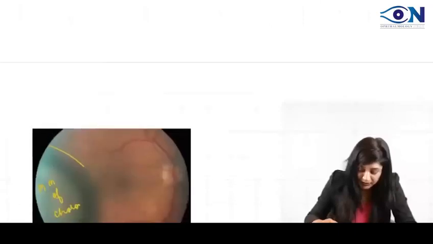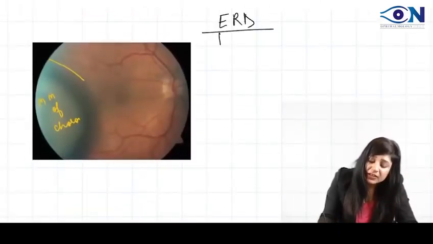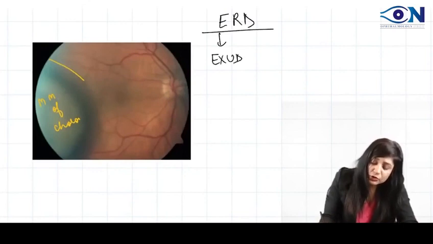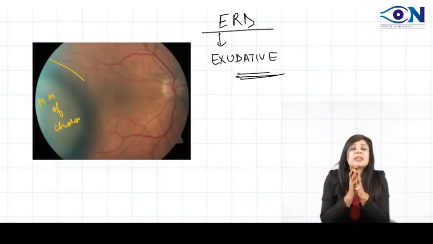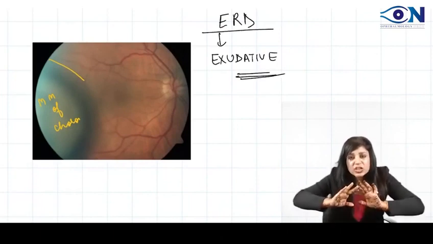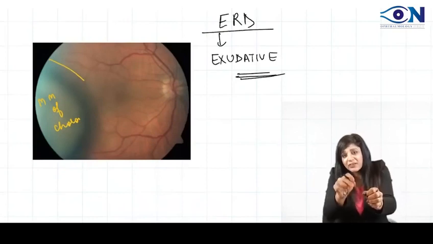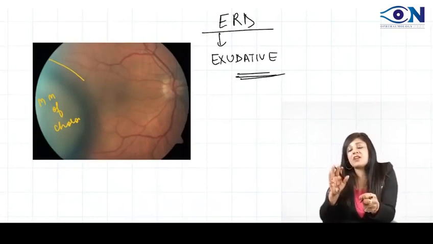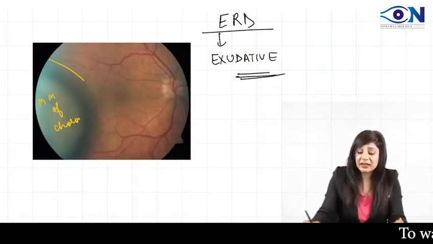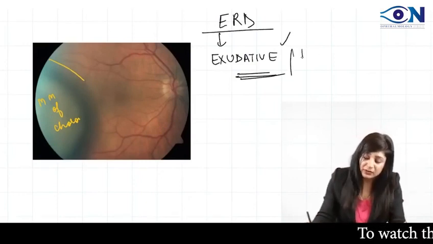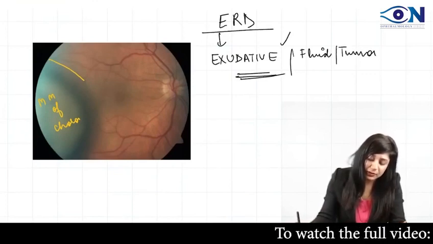Now another important thing, the second one, that is the ERD. E means exudative RD. So basically exudative RD can be three things. What is exudative? That something is pushing the retina towards the vitreous cavity. Whenever we are pushing anything, we cannot push it in a concave way. We have to push it in a convex way only. Now what is pushing this retina? It can be exudates, it can be any fluid, or it can be tumors also.